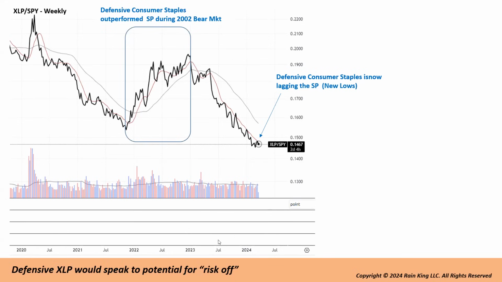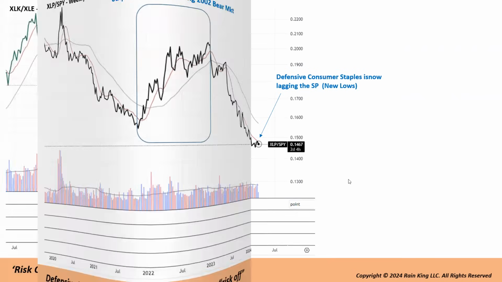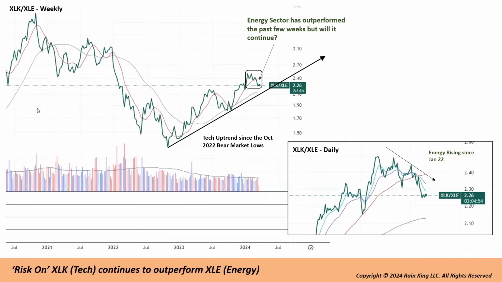So what this chart is telling us is that the market is not moving into defensive staples. So that's good for risk on. Now, another ratio is looking at energy stocks, and I took the XLK, which is tech stocks, and we divide that by the XLE, which is energy. So ever since the market bottom back in late 2022, tech has been in an uptrend. You can see we've been outperforming energy for over a year. So that's very positive, saying risk on, tech stocks are performing.